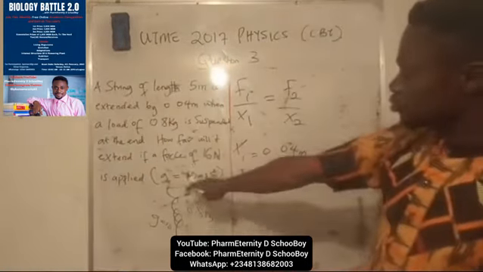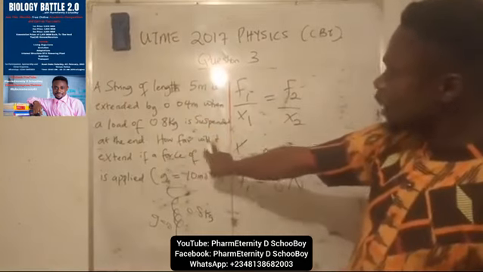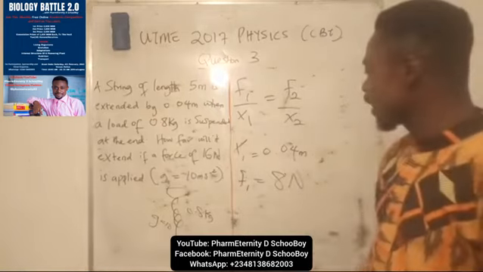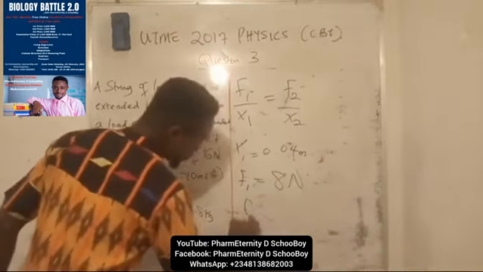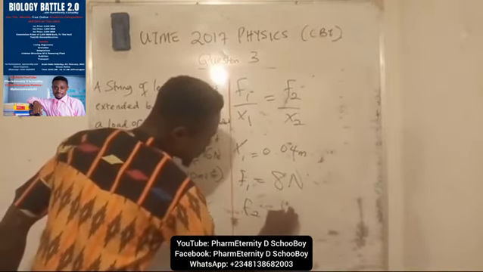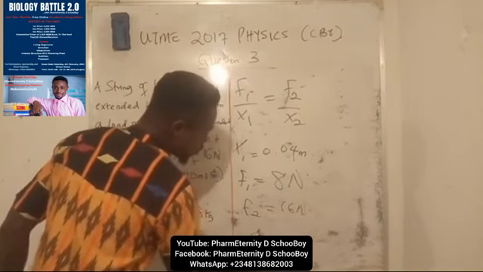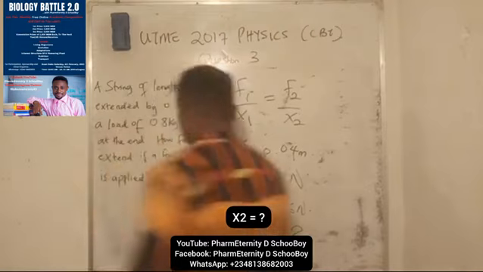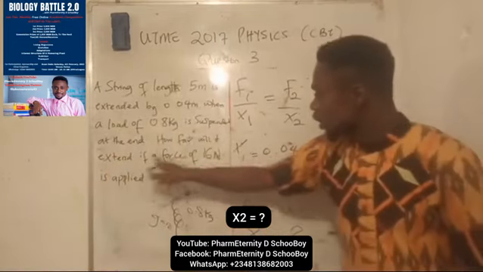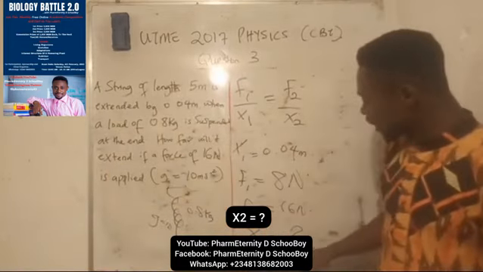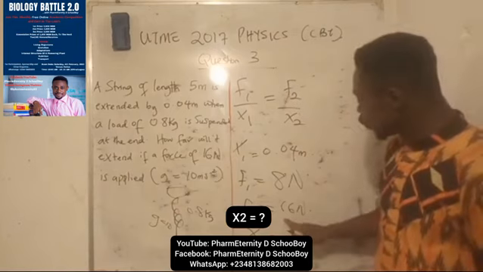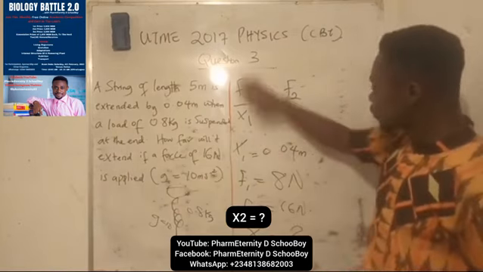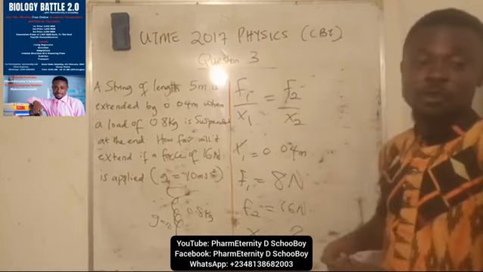Let's continue. F2: how far will it extend if a force of 16 Newton is applied? So F2 is 16 Newton. What will be the displacement? We don't know. How far can it go? We call it X2. We don't know it. So let us now substitute all these things here and solve for X2.